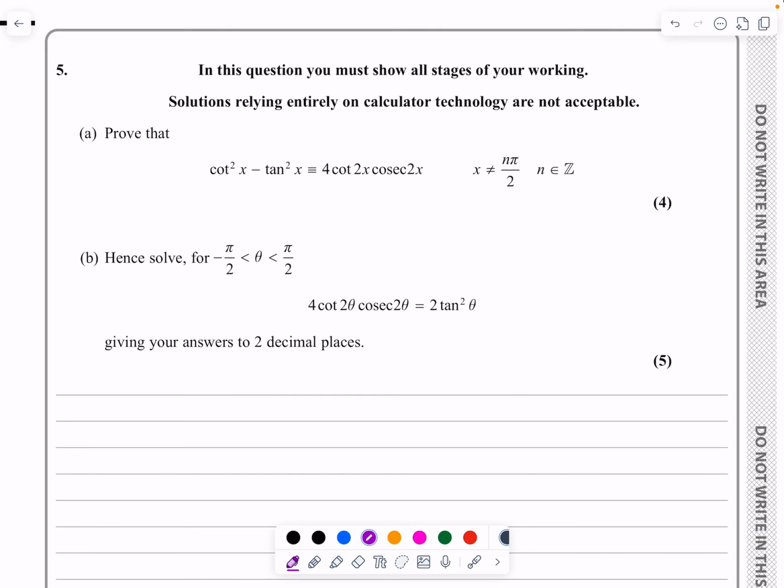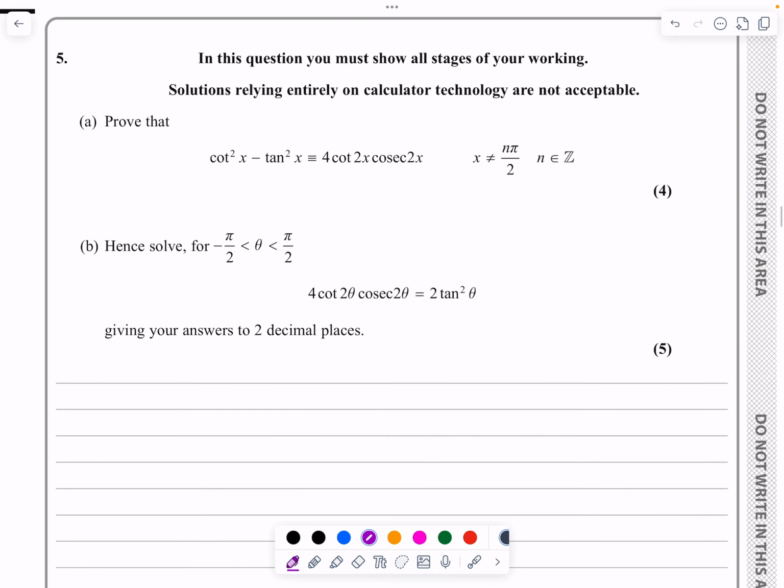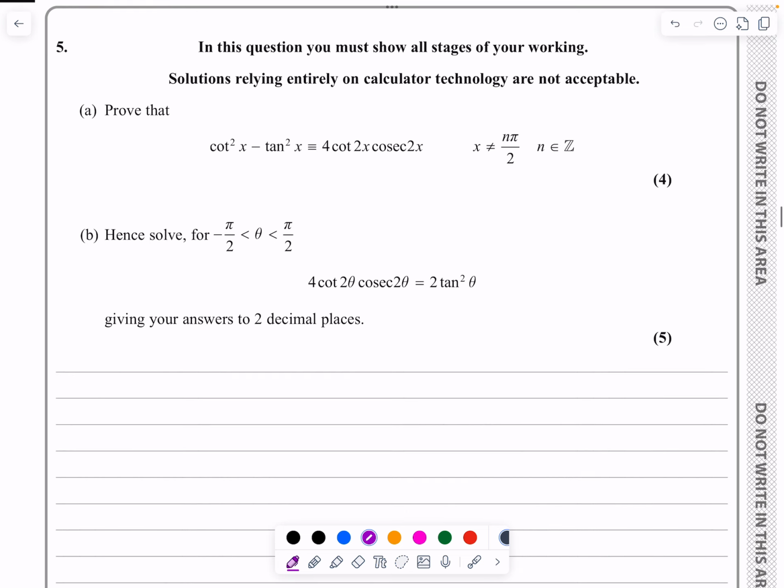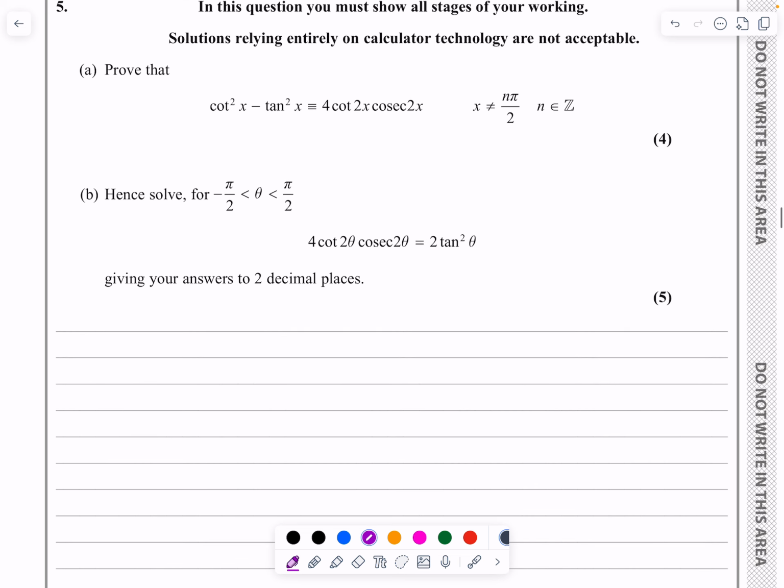Okay, this is the P3 paper from January 2023. It's question number 5, and this is chapter 4, trig addition formulae. When we're looking at this, we can see we've got a trig proof involving double angle formulae, and we've got solving trig equations. So let's make a start.